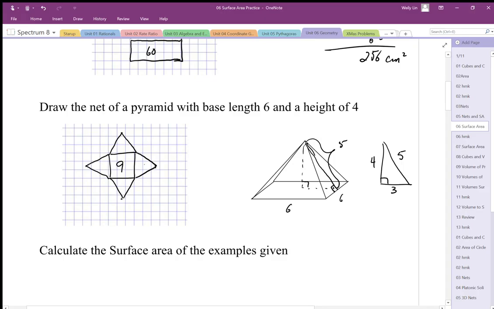I calculate the area of each of those surfaces. That's going to be 6 by 6, so that's 36. That's going to be 6 by 5, so that's 30 divided by 2. So these are all going to be 15 square centimeters. When I add those all up, I get 15, 15, 15, 15. That's 60, plus 36 is going to give me 96 square centimeters. Again, I've accounted for all my surfaces.